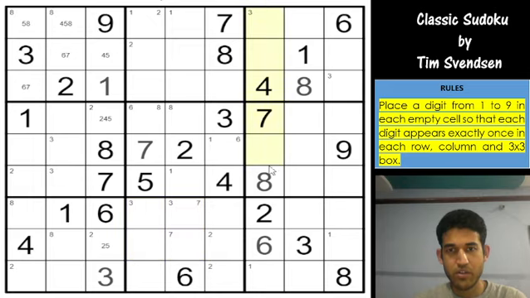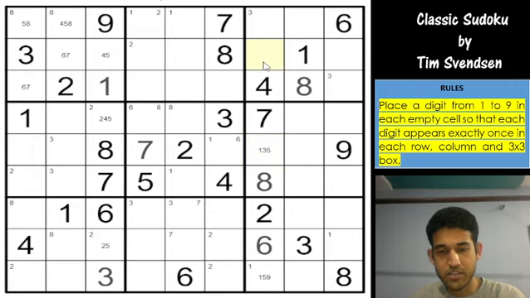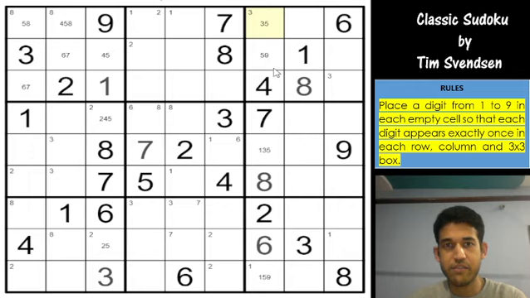Okay, let me look at this column. Seems interesting. 2, 6, 8, 4 and 7. Remaining digits must be 1, 3, 5 and 9. So this must be 1, 5, 9. This must be 1, 3, 5. And this cannot be 1 and 3. So this must be 5 and 9. And this must be 3 and 5. Right?